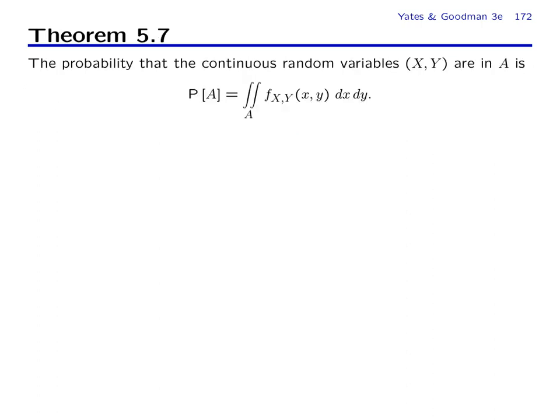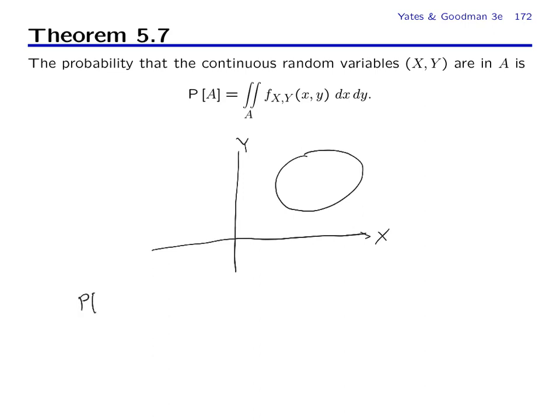This theorem is the main reason that the joint PDF is so convenient to use. For instance, if we imagine we have an xy plane, and we ask ourselves, well, what is the probability of the event that the pair x and y belongs to the set A?